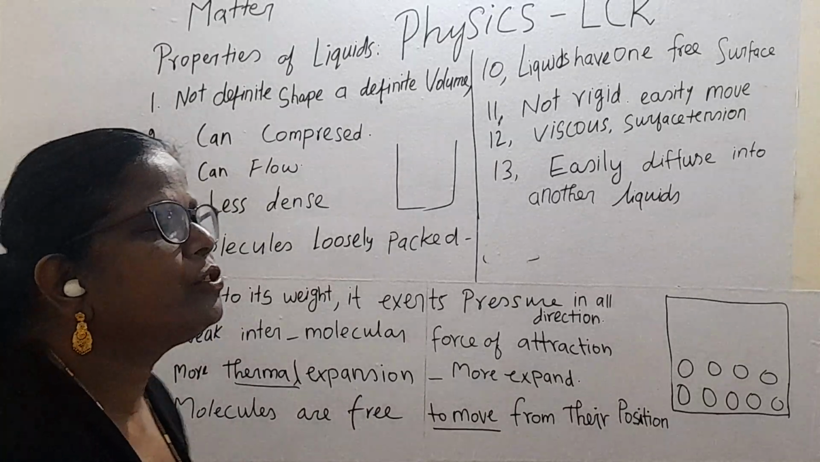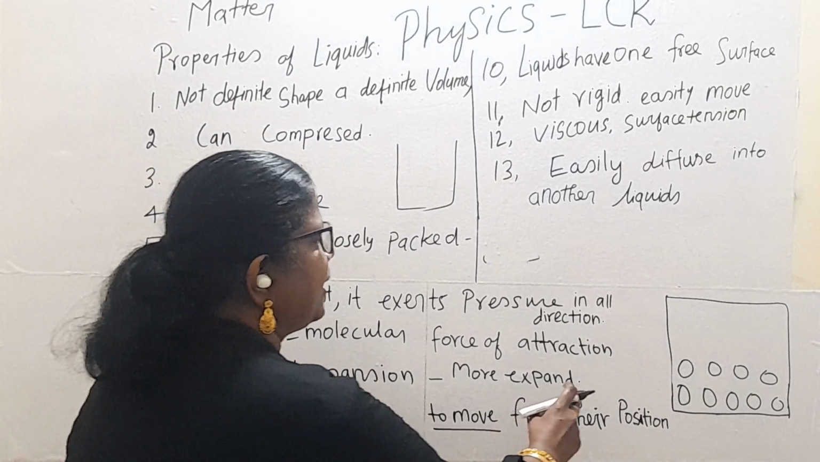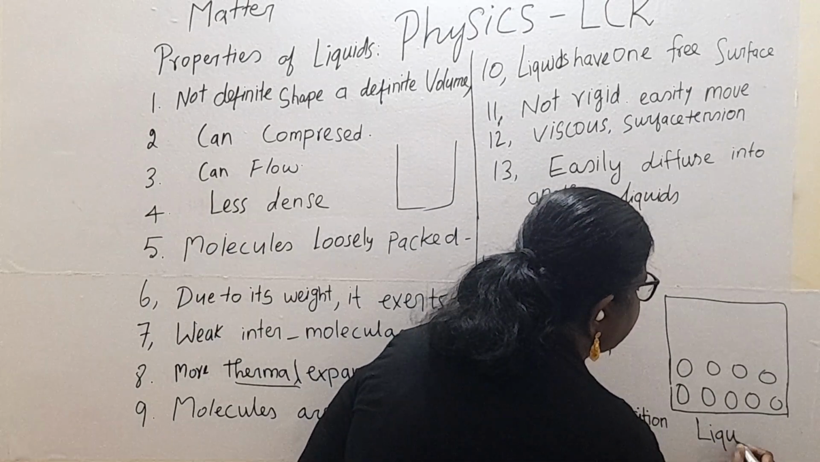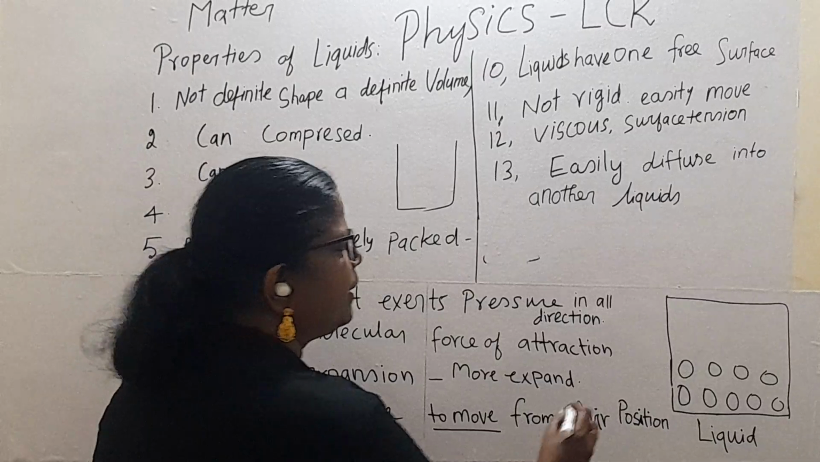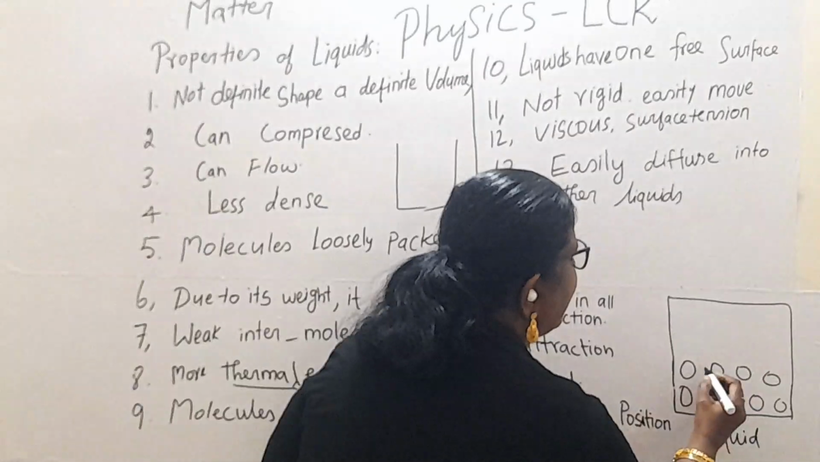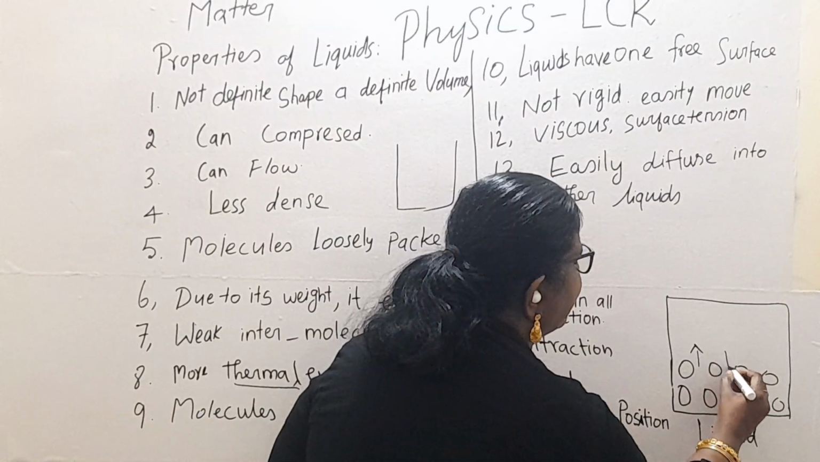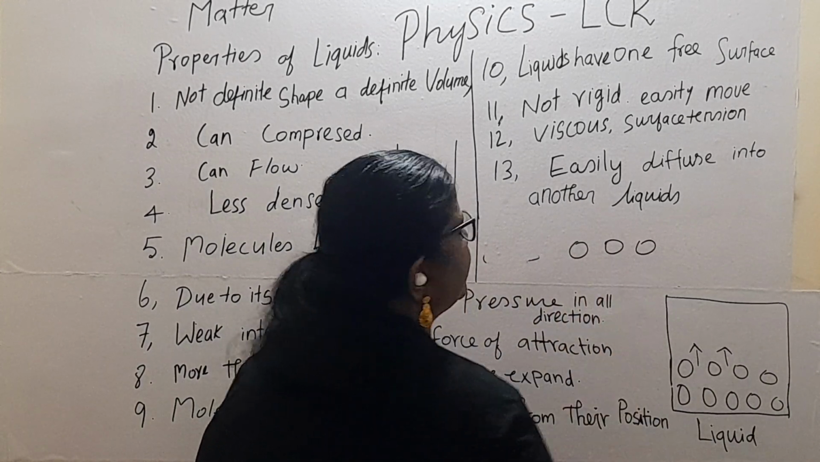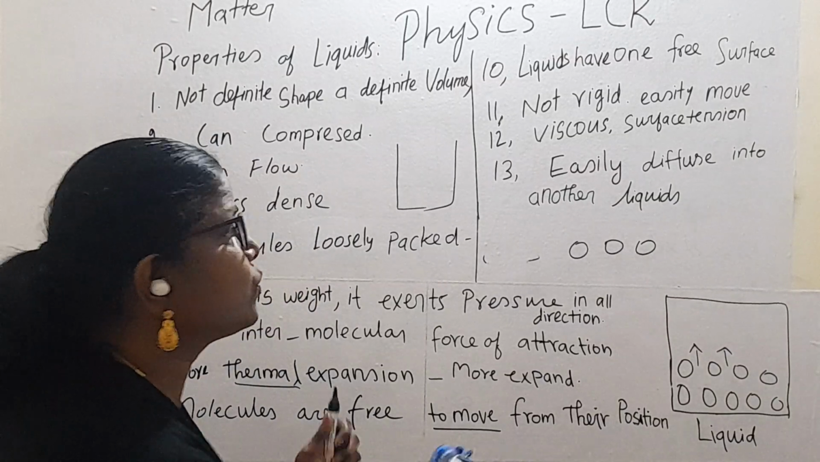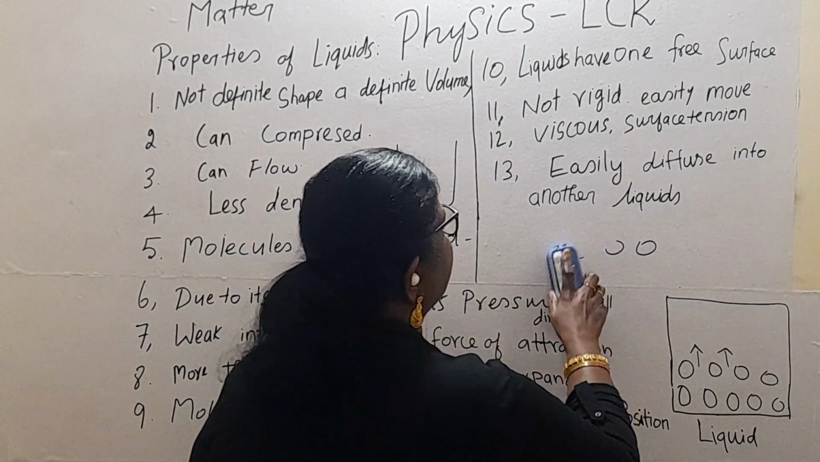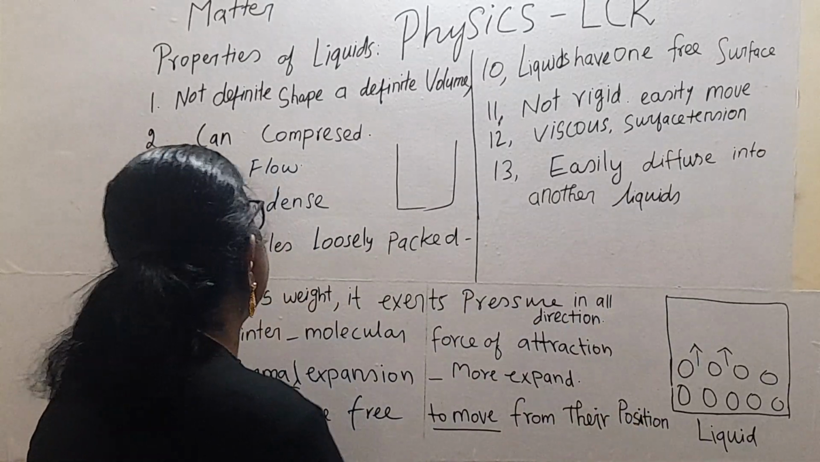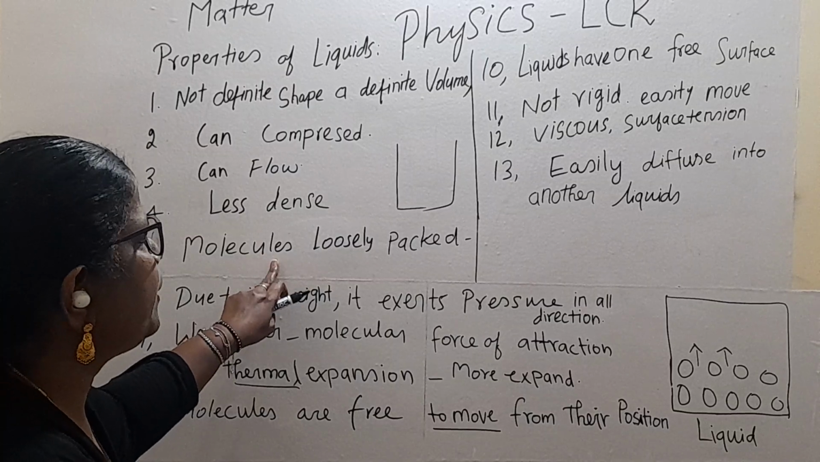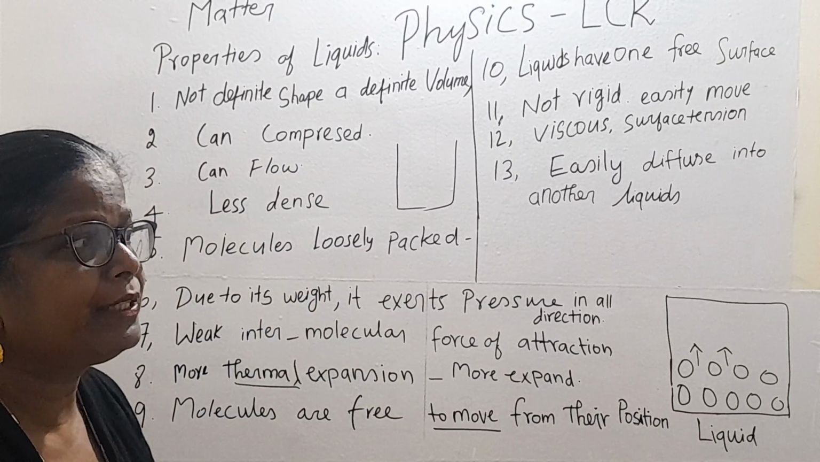Next one, molecules are loosely packed. Here I have given the molecular arrangement, to see how the liquid molecular arrangement looks. In between the molecules or atoms, space is there. The molecules are apart from each other. But in solids it is closely packed. So this is the molecular arrangement of liquid. Molecules of the liquid are loosely packed, that's why it can flow.